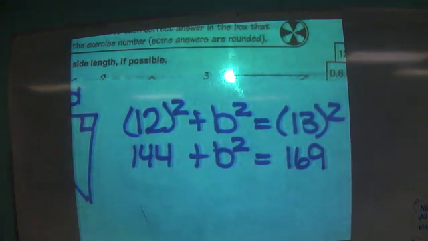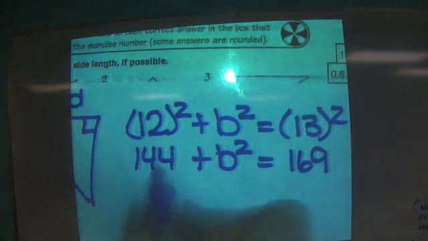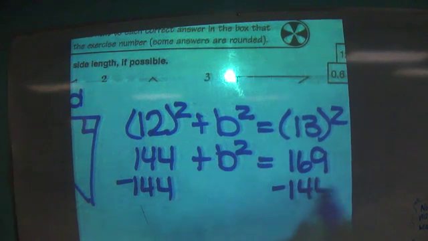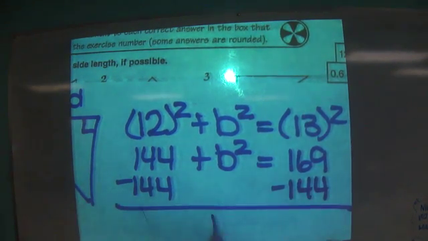How do I get B squared by itself? Isolate the variable expression, right? And how are we going to do that? Subtract 144 from each side. Perfect. Good job. Okay, now we have B squared equals 25. What's B?